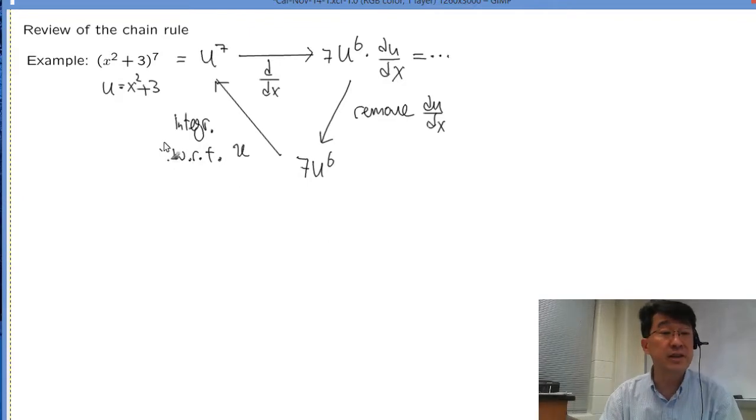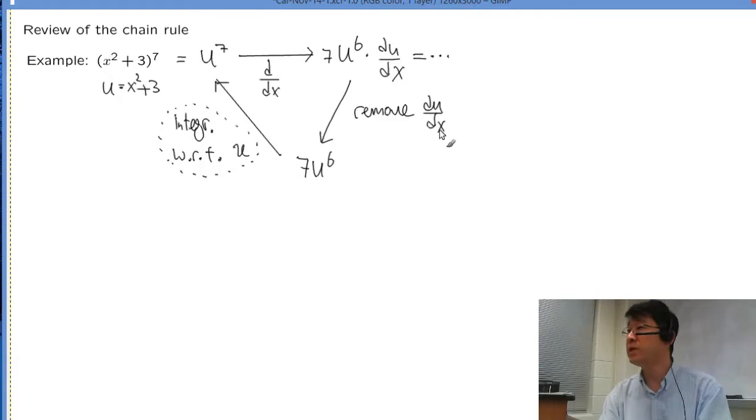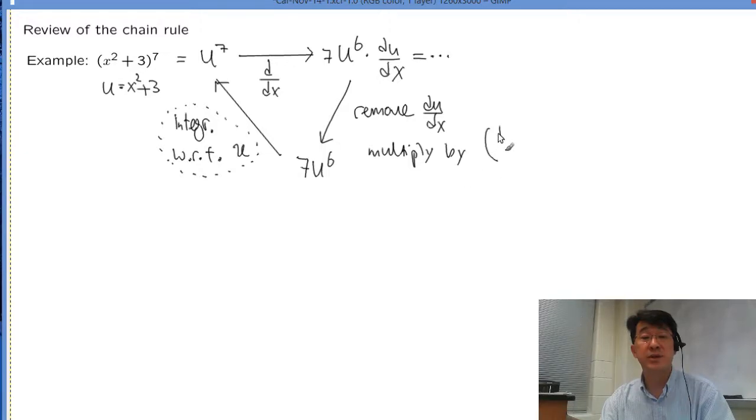So this process looks like a very mathematical procedure. We've been learning that: remove du/dx. Dr. Chen, how do you actually do that, right? How do you actually mathematically do that? To get here, we multiplied, right? How do you remove it? Divide it. That's the idea. So this is multiply by its reciprocal.